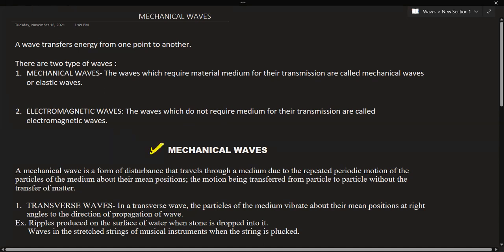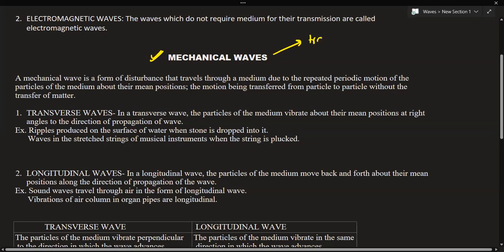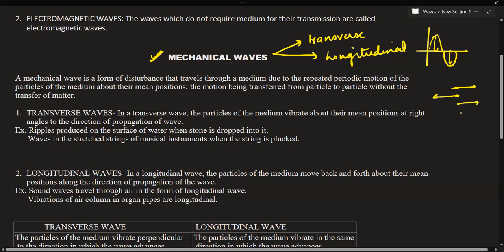Mechanical waves are those kinds of waves which need a medium to travel. In mechanical waves, we have two types: the first one is the transverse wave, the second is the longitudinal wave. When the particles of the wave vibrate about their mean position at right angle to the direction of the wave, we say the wave is a transverse wave. If the particles vibrate back and forth, like this, then the wave produced is known as the longitudinal wave.